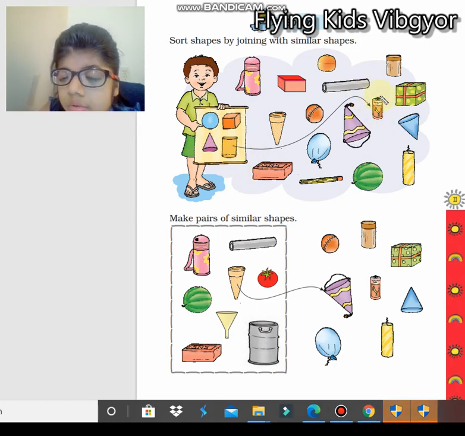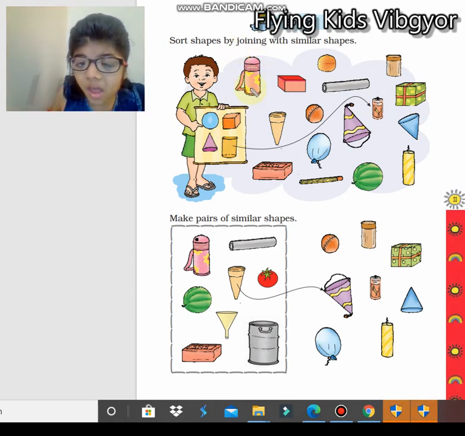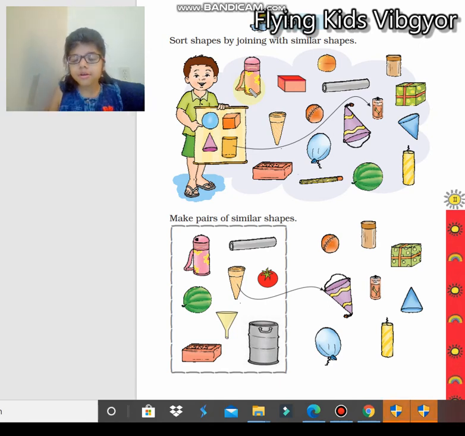Like this soda can or something. What is this? Can? Yeah. So this can is of a cylinder shape, right? Right. So it is matched with this cylinder shape. Let's see this one. What about this water bottle? Which shape is this? It's a cylinder. Right, it's a cylinder shape. So we will match it to this cylinder shape.